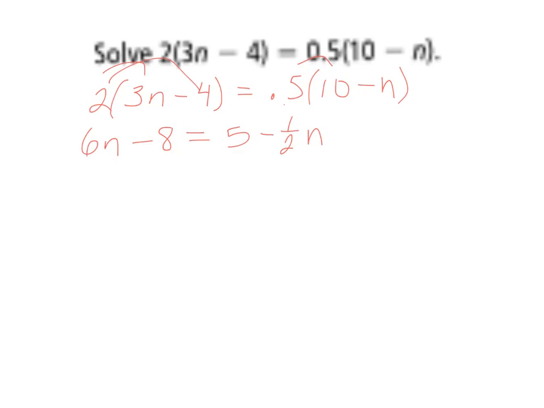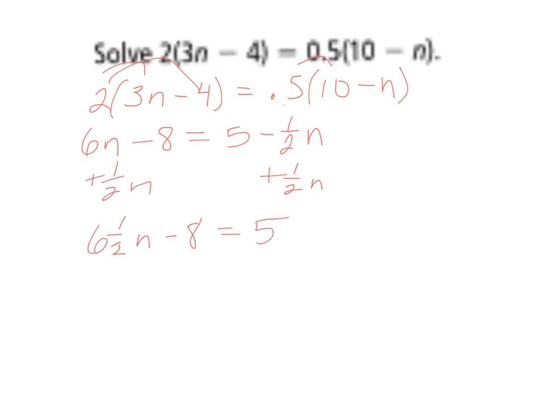Now, we want to get the variables on the same side. So should we minus 6n, or should we add a half n? Well, if we minus 6n, we'd end up with a negative variable. So I'm going to add a half n to both sides. So I'm just going to add 1/2 n, add 1/2 n. This gives me 6.5n, take away 8, is equal to 5.